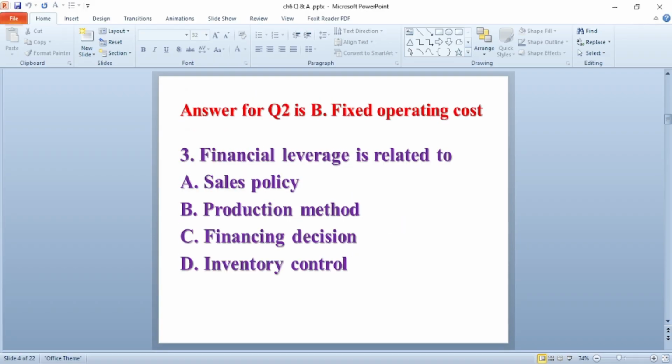Question number 3. Financial leverage is related to dash. A, sales policy, B, production method, C, financing decision, D, inventory control. The answer is C. Financing decision.